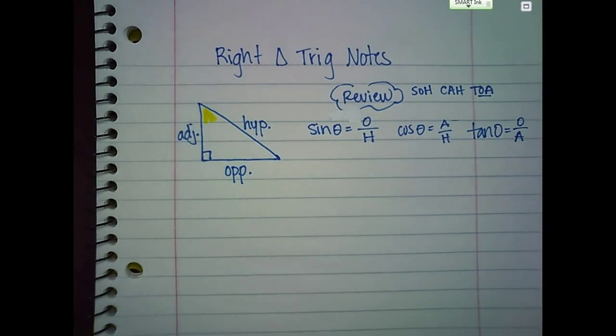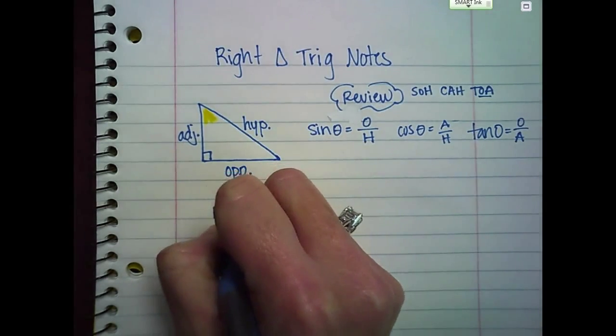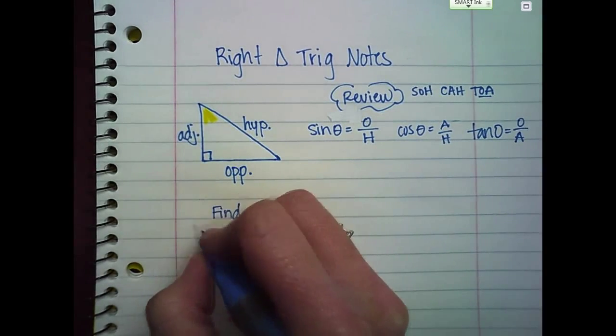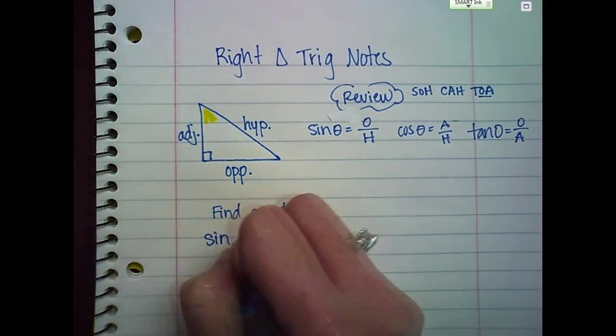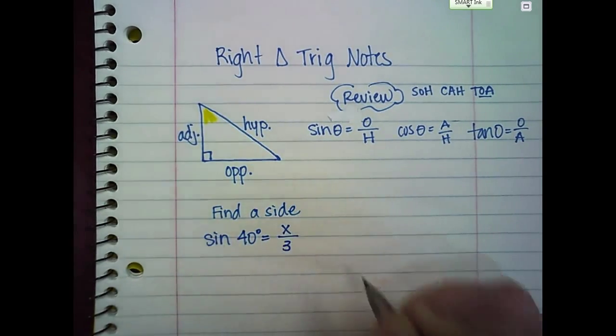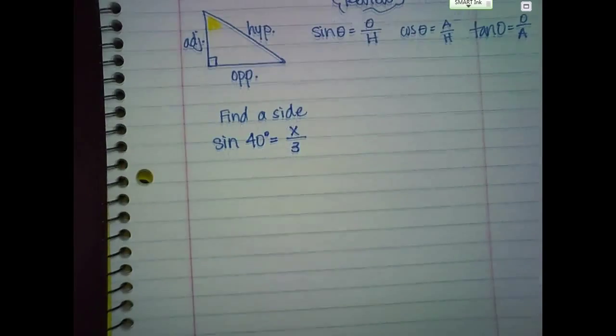Now, we found pieces. Like I would give you a side and an angle and you'd find a side, remember? Or I'd give you two sides and you'd find an angle. These are the two ways that we did it. If we were going to find a side, then it would look something like this. You would say sine of 40 degrees equals x over 3. That would be how you find a side.